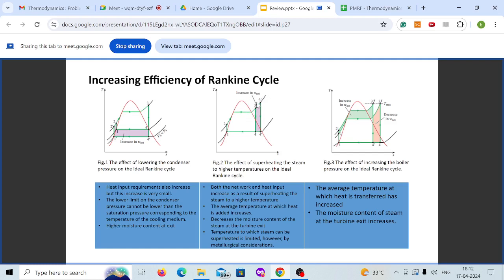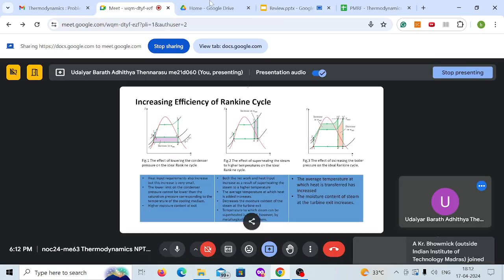You are doing this by increasing the superheat, your heat input increases, but in case of lowering the condenser pressure, there is some additional amount of heat which you have to supply. And third, you have to again supply more work, but this colored portion is the net work which you are getting.